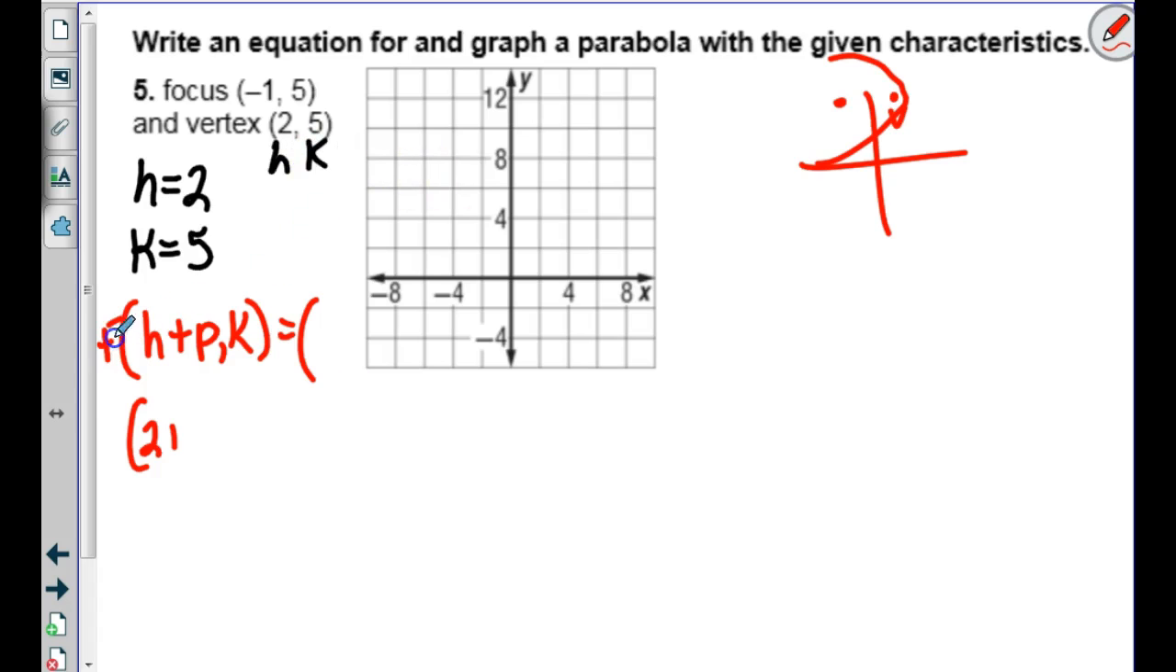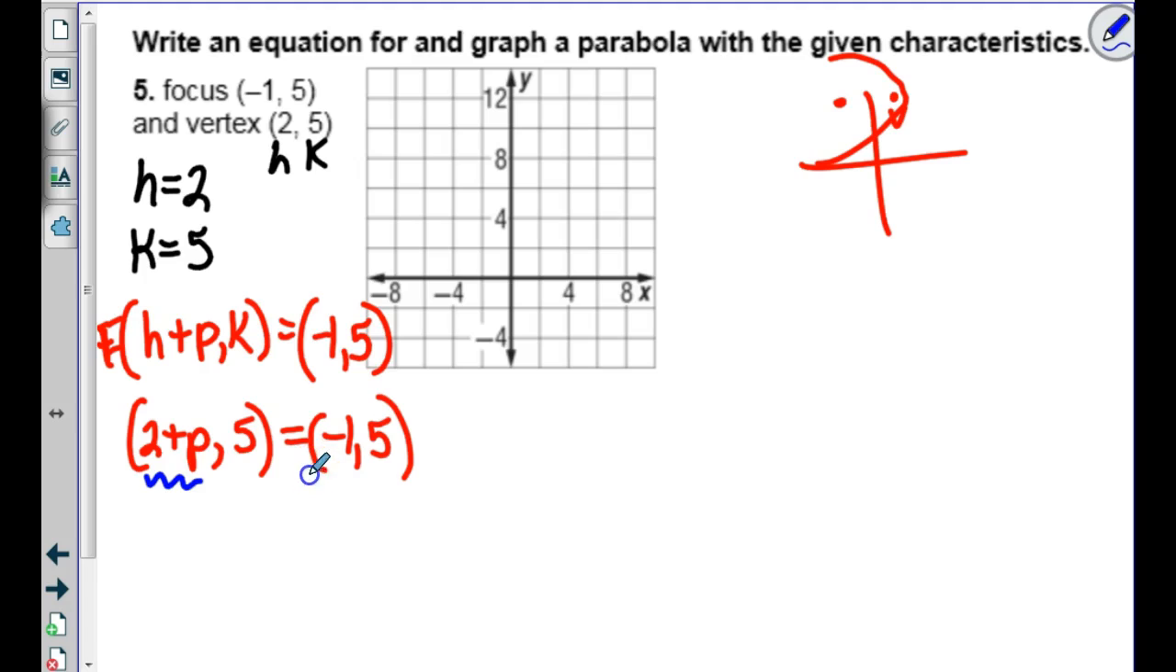The vertex, this is the focus. The focal point is H plus P, comma, K. So the focal point is -1, 5. The H is 2 and the K is 5. So who can tell me what P has to be? This has to equal this. So 2 plus P equals -1. We subtract 2, we get -3.